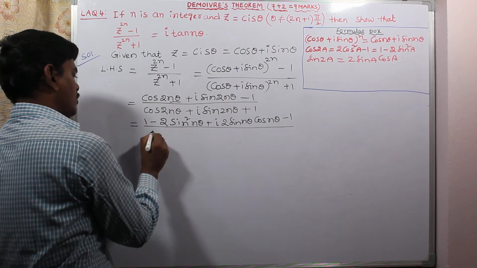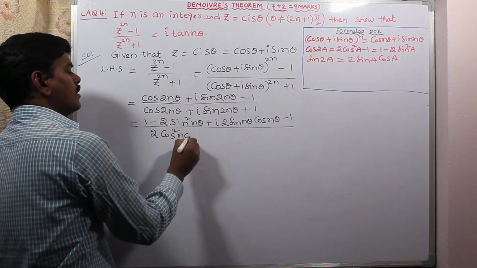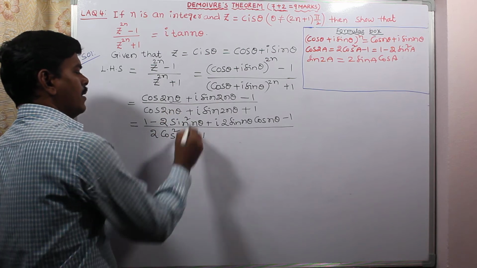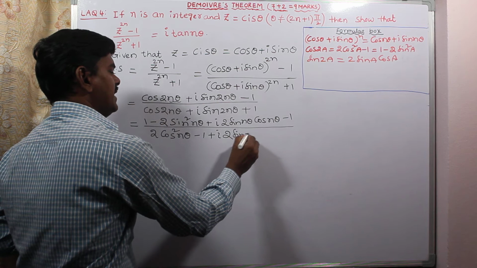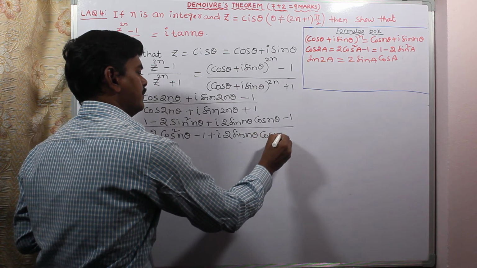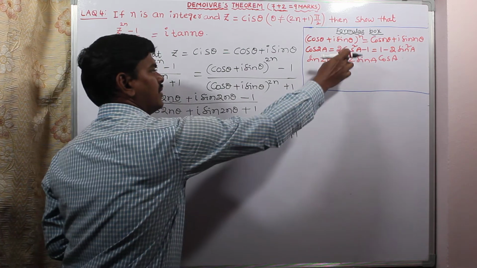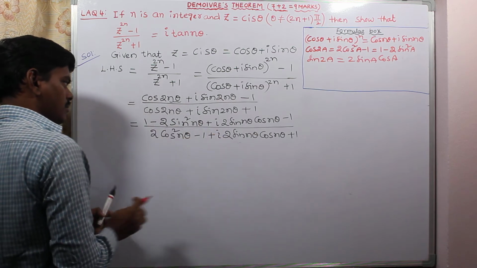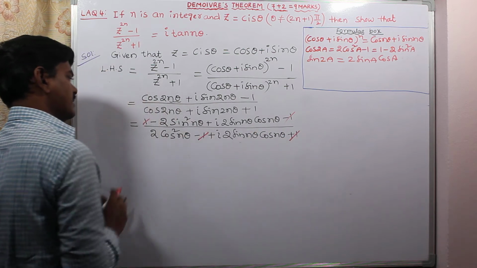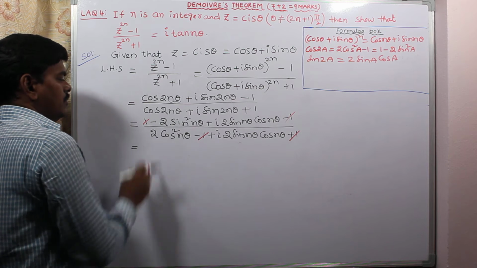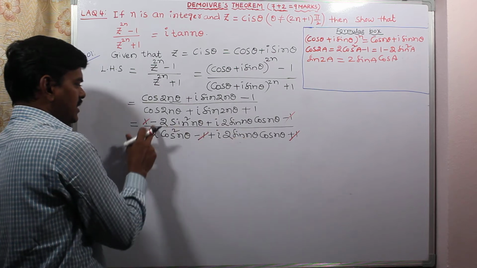So cos 2a is 2 cos square a minus 1, where a is again n theta, plus iota into sin 2a, which is 2 sin a cos a, plus 1 as it is. Just these two formulas are used in this step. Now we can cancel minus 1 plus 1 in the numerator, and plus 1 minus 1 in the denominator. Now we have minus 2 sin square n theta. In the overall step we have only this minus.